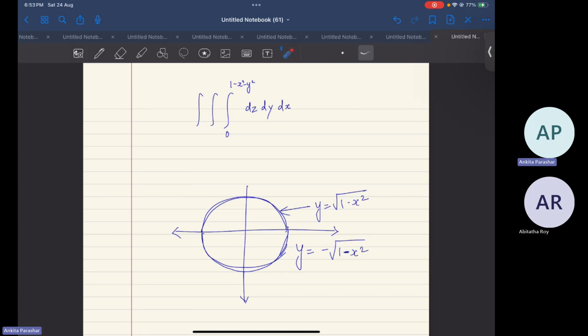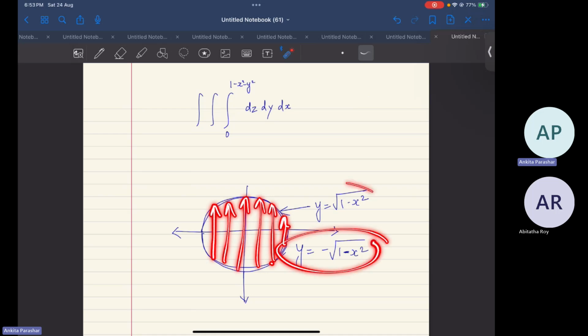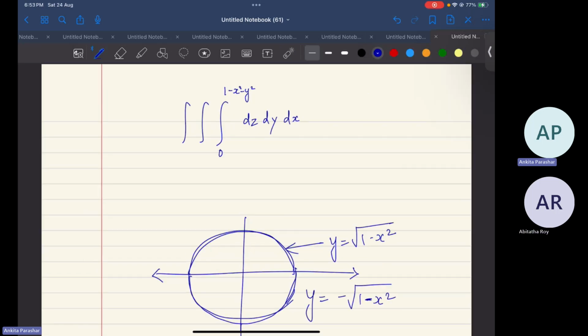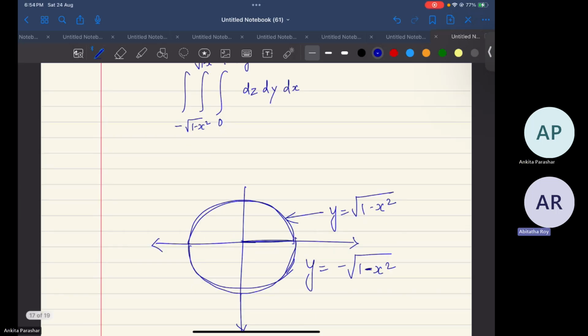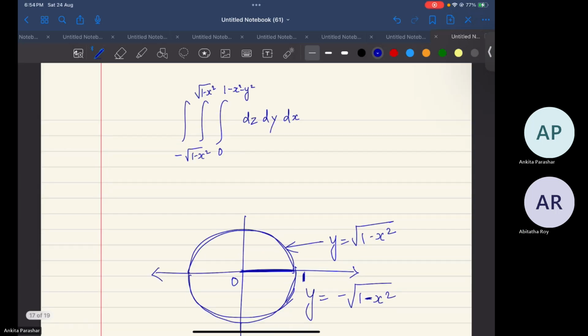So let me just draw from here to here. You have to go from this equation to this equation, the lower part to the upper part. So the limits will be minus root 1 minus x square to root 1 minus x square, and x is from minus 1 to 1.